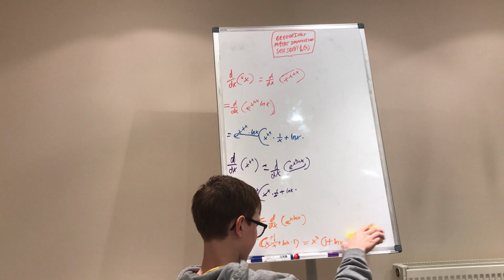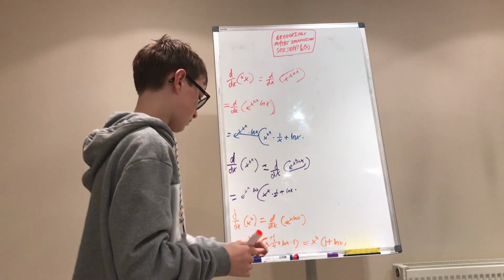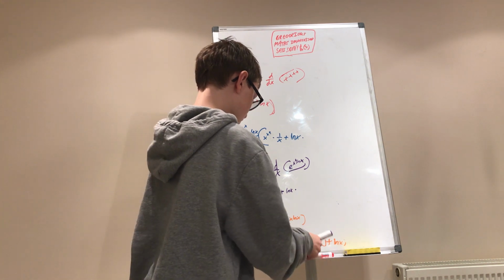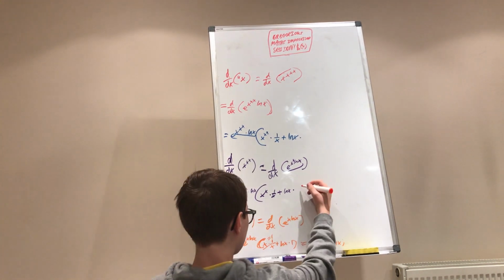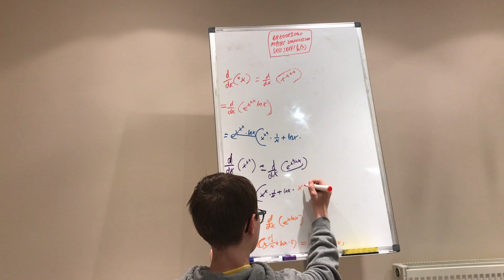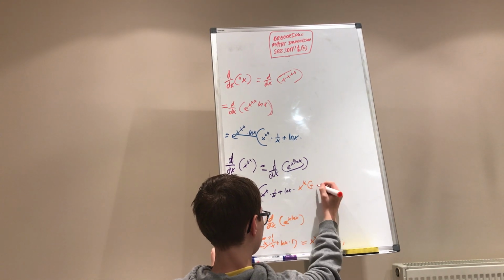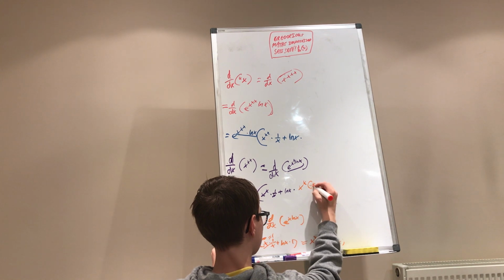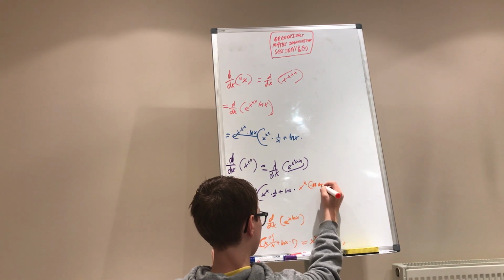Okay. And now, this means we know the derivative of that. We can plug this in here. Times x to the x, 1 plus ln x.